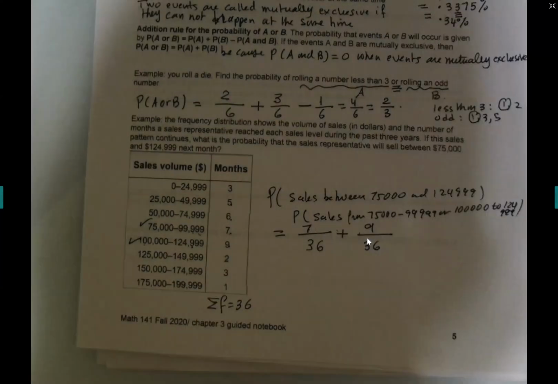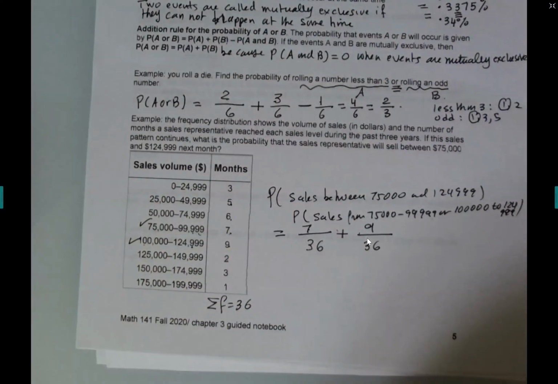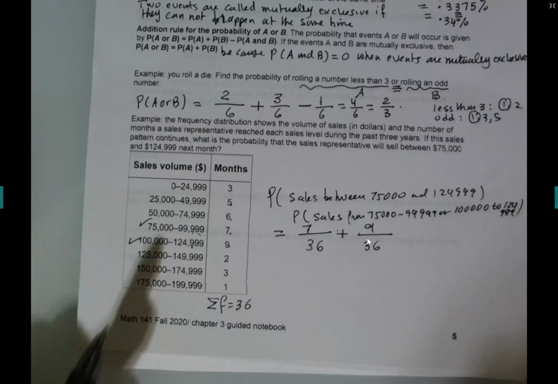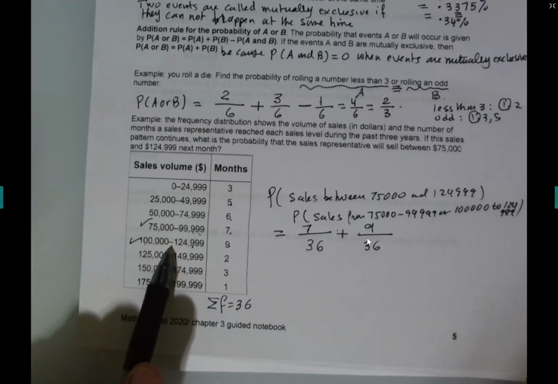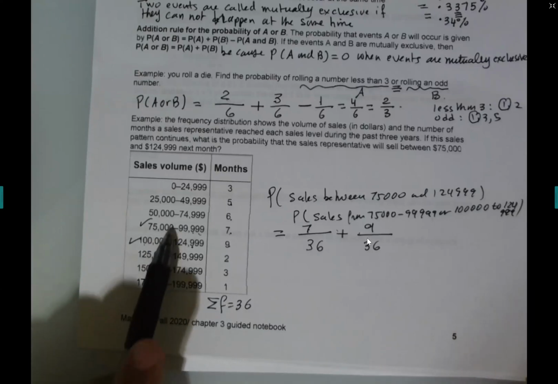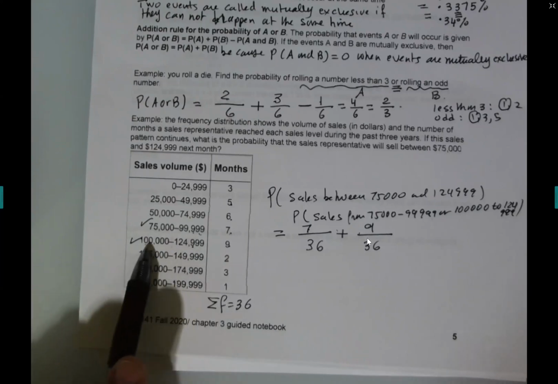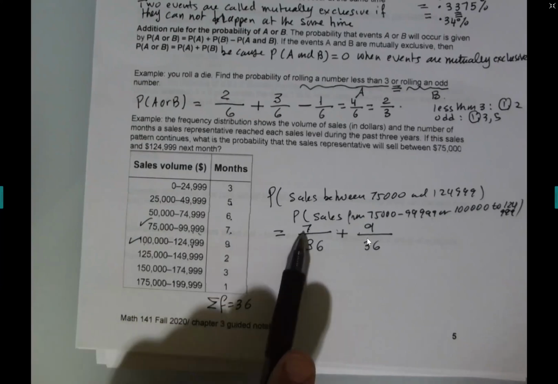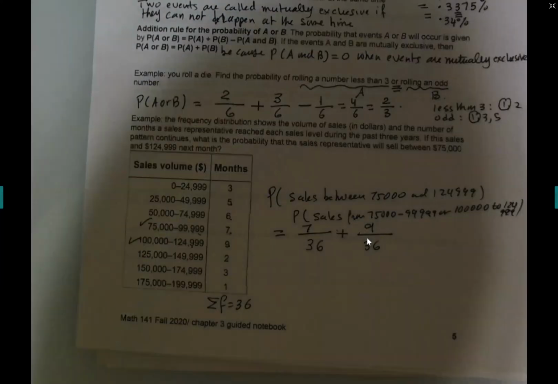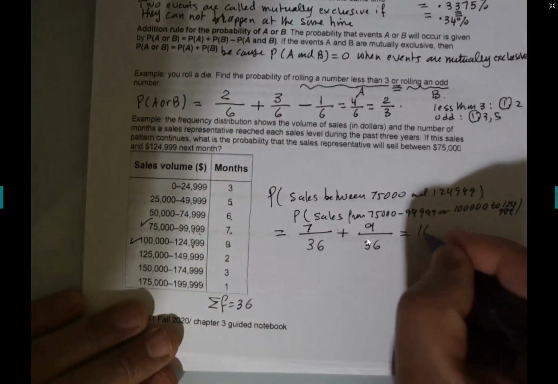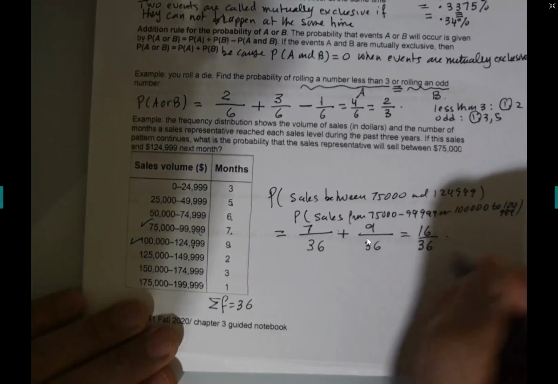And minus the probability of A and B. Well, these events are mutually exclusive. You either can be here or there, but not both at the same time. You either can go up to 100,000 or from 100,000 to 124,999. So you get 7 plus 9, which is 16/36. And that would be your answer.